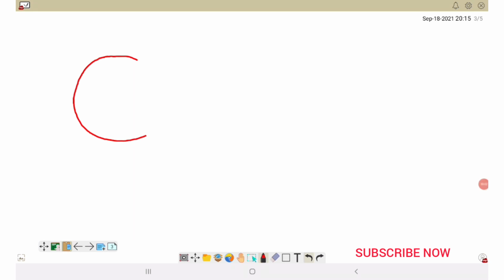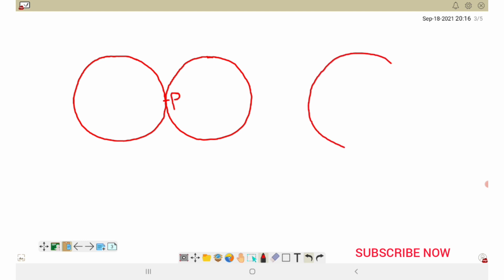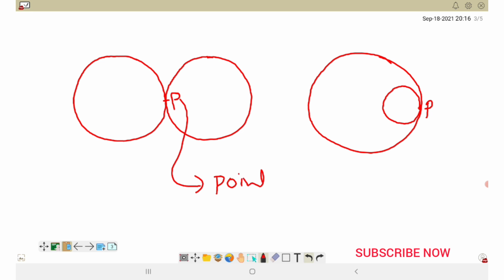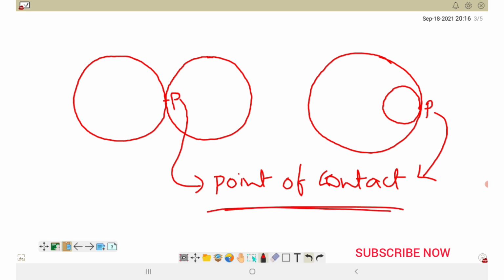If two circles touch each other, then they have only one common point. Let the common point be P. Two circles touch each other. Here the common point P is called the point of contact. If two circles touch each other, then they have only one common point, and the common point is called the point of contact.